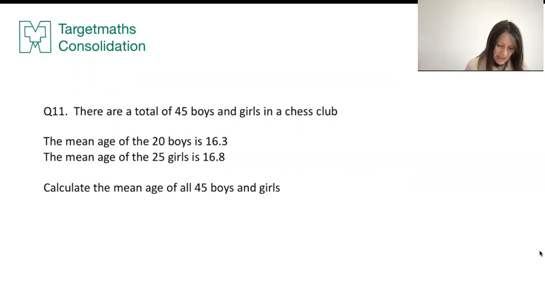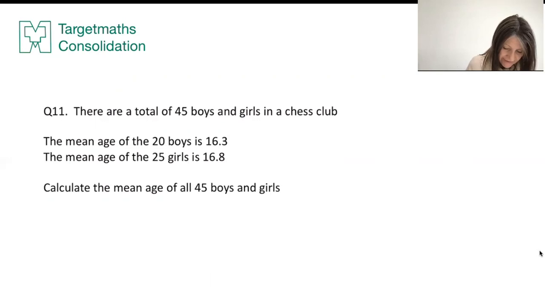Okay, so we've got a total of 45 boys and girls in the chess club. The mean age of the 20 boys has been given to us and the mean age of the 25 girls is given to us. And we have to calculate the mean age of all 45 boys and girls, okay? So it would be very tempting to just add and divide. We're going to make sure that we go through the process properly, all right?